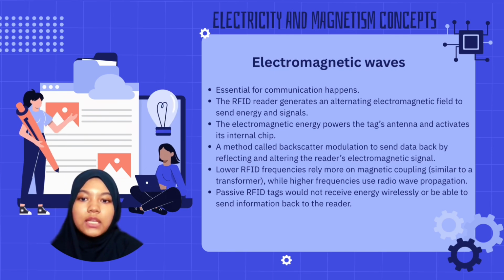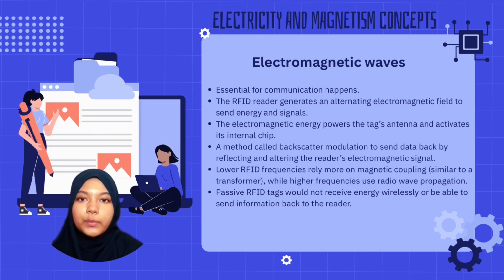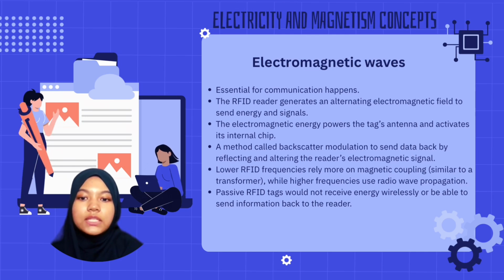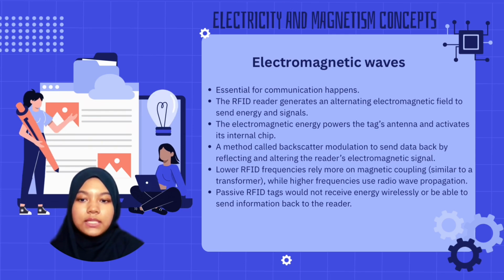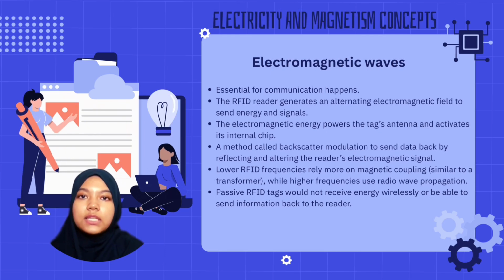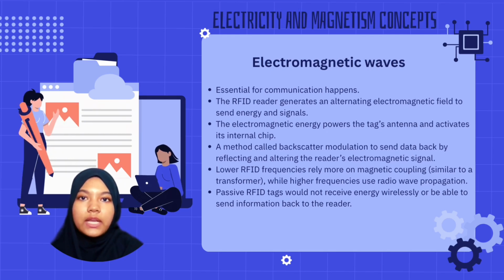For low frequency, they rely more on magnetic coupling like a transformer, while high frequency uses radio wave propagation. Because of this, the field strength and frequency determine the tag's reading range, speed, and overall performance. In short, electromagnetism allows the RFID reader and tag to communicate wirelessly without physical contact or any battery.